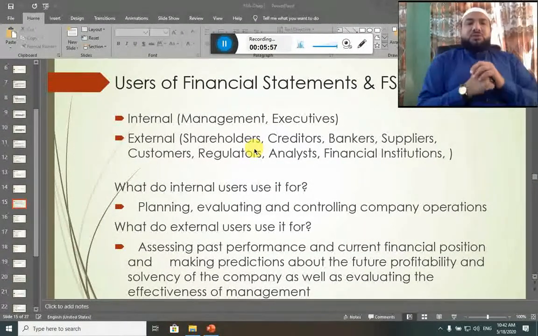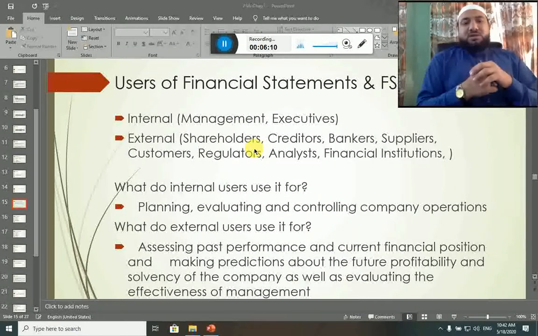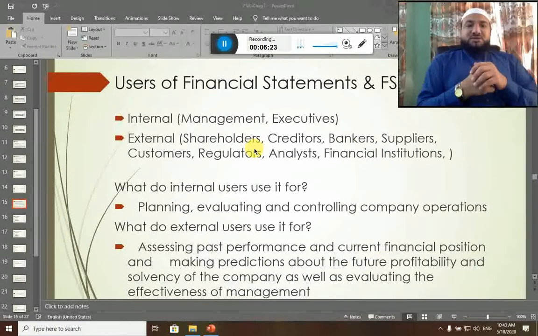Internal users are all those different stakeholders internally, who are from inside the organization. They could be the members of the management, and they could be executives. In management, all the managers and directors and supervisors come in, and executives are chairmen and CEOs and all those executive officers of each and every division of an organization. And external stakeholders could be shareholders or the owners or investors. Creditors means the bodies who provide a business a credit, and the bankers, the suppliers, the customers, the regulators, the analysts, and the financial institutions.